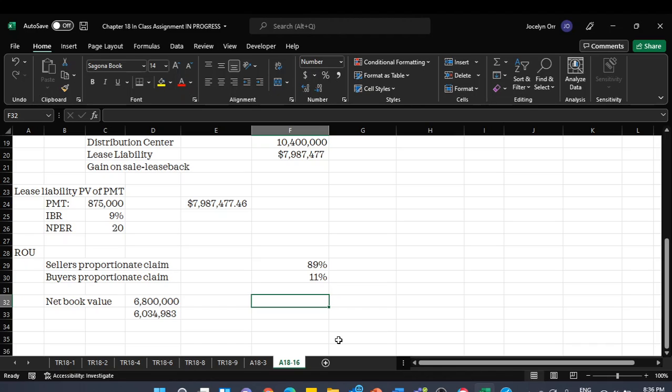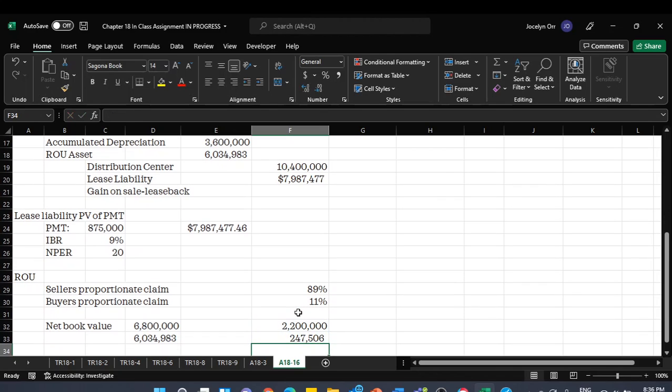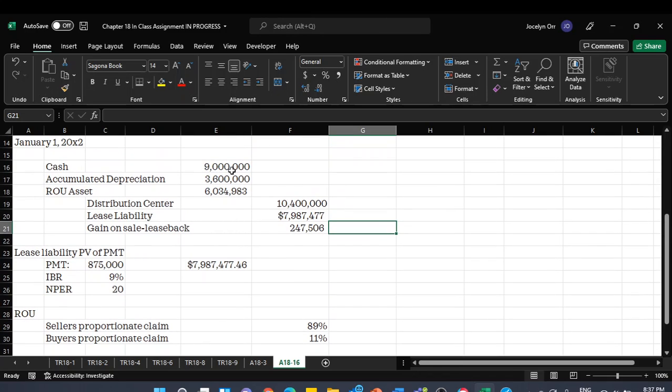Okay. So for the buyer's proportionate claim, we want to take what they spent on the asset, which was $9 million, subtract out the net book value, which we just calculated at 6.8, and then multiply by 11%, which is going to give us an amount of $247,506. Okay. Or the difference between all of these.